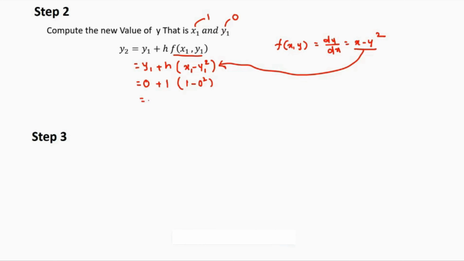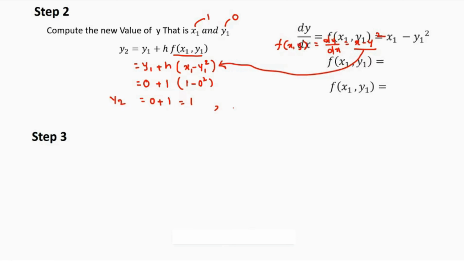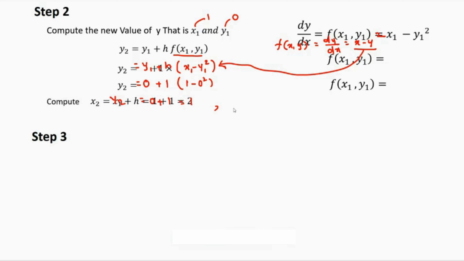Now simplify this. This is 0 plus 1 is equal to 1. Now y2 is equal to 1. Similarly, you find the next value. Same thing is written here. I think that is not required. So this is x2 value.